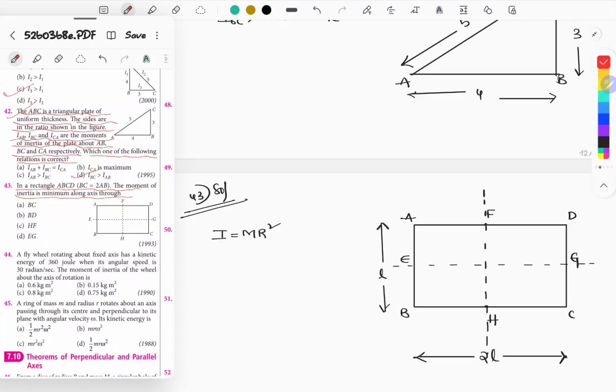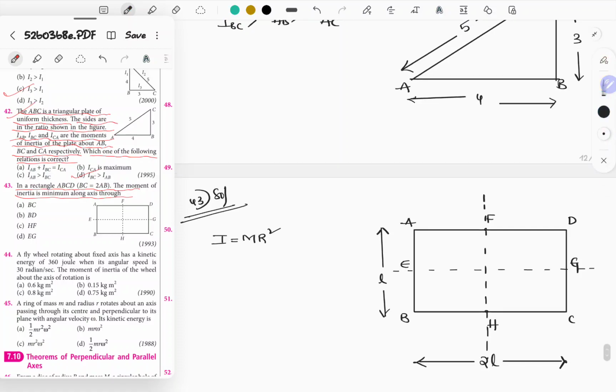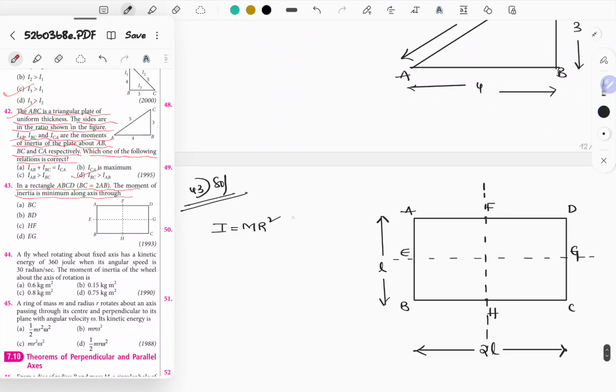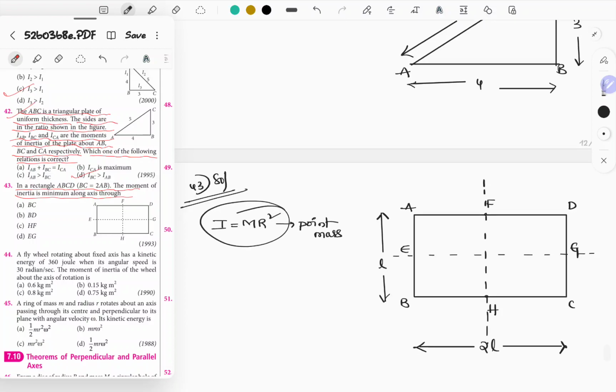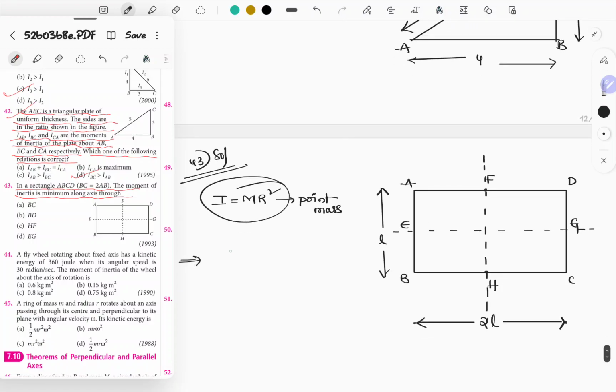So let me try one by one and let's solve whether it is going to be correct or not. Okay, so this mr square is applicable for point mass only. This one I gave just for understanding. It is applicable only for point mass. Now let me observe moment of inertia.